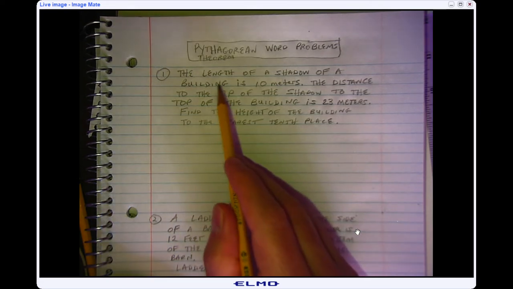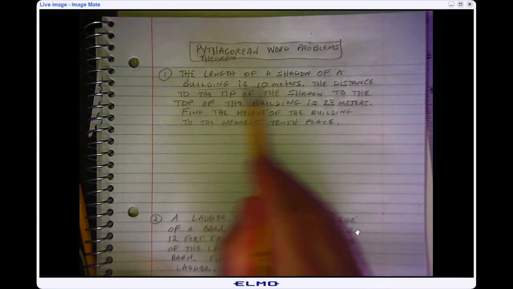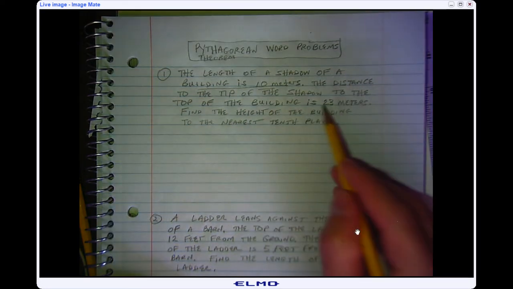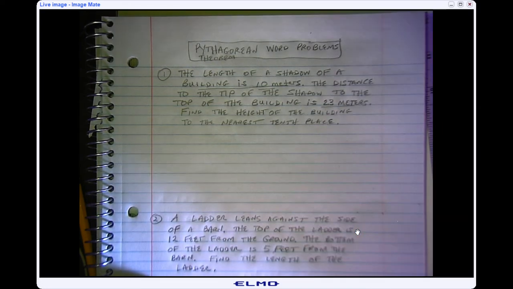So the length of the shadow of the building is 10 meters. The distance from the tip of the shadow to the top of the building is 23 meters. And I want you to find the height of the building to the nearest tenth place.